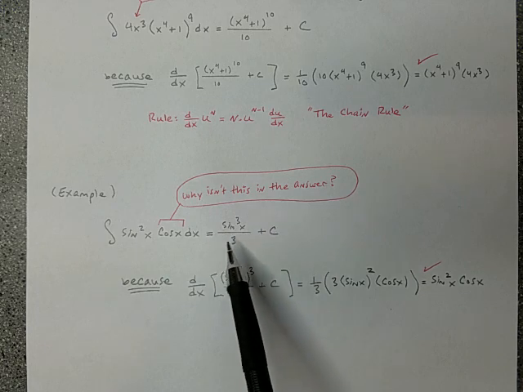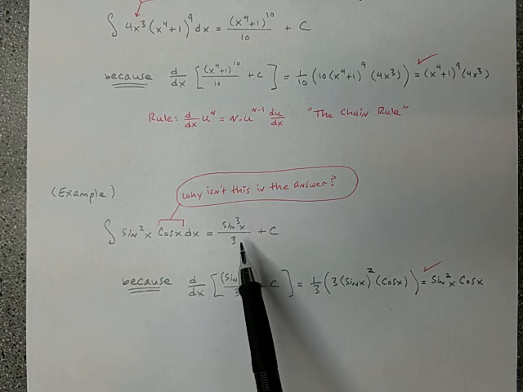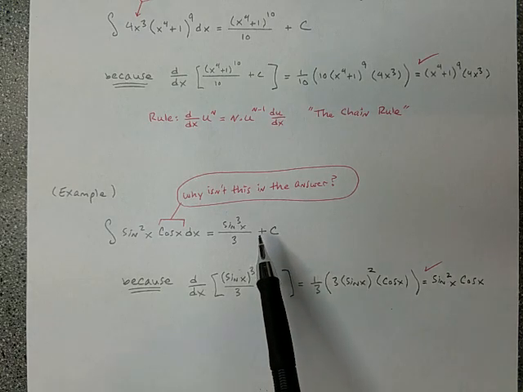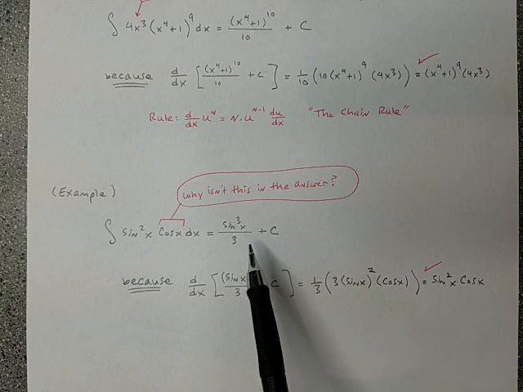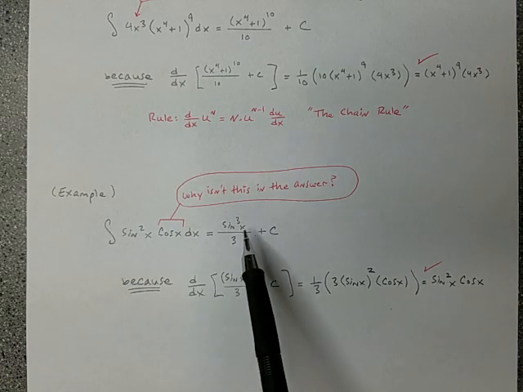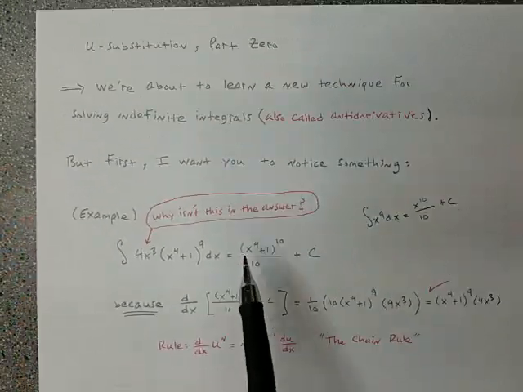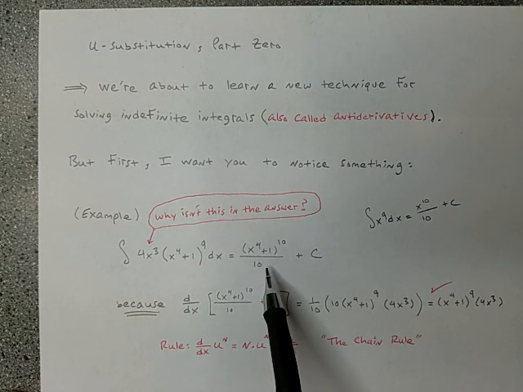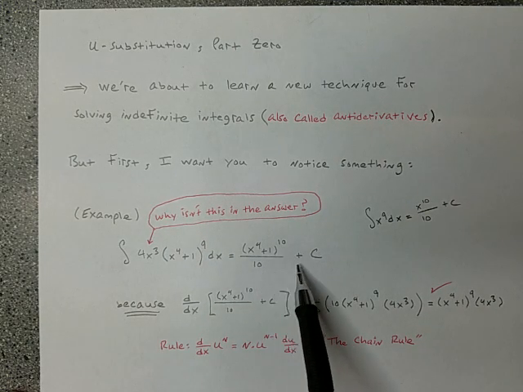And the answer to that is sine to the third power x over 3 plus c. And I'm not concerned about how you get that answer at this moment. I just want you again to notice something. How does it look like you get that answer? Over here, I said, well, it kind of looks like you take that and you add 1, and then you divide by that same number, and you put plus c.